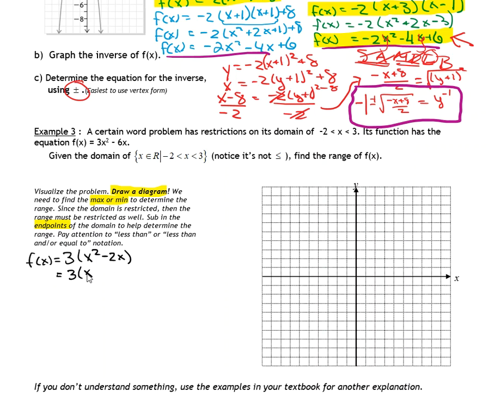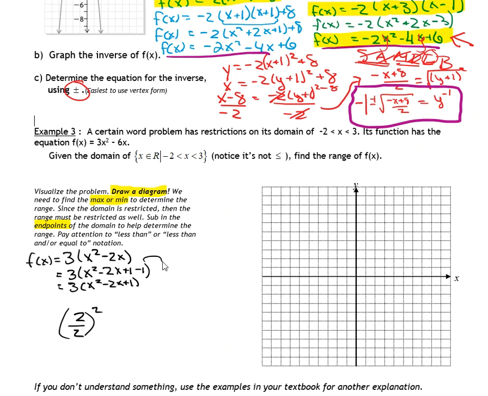So my next step is to take half of the middle term. So I'm going to take half of 2. Take your middle term, take half of it, and then square it. So half of 2 is 1, 1 squared is 1. I add 1 and I subtract 1. That leaves me with 3 times x squared minus 2x plus 1.